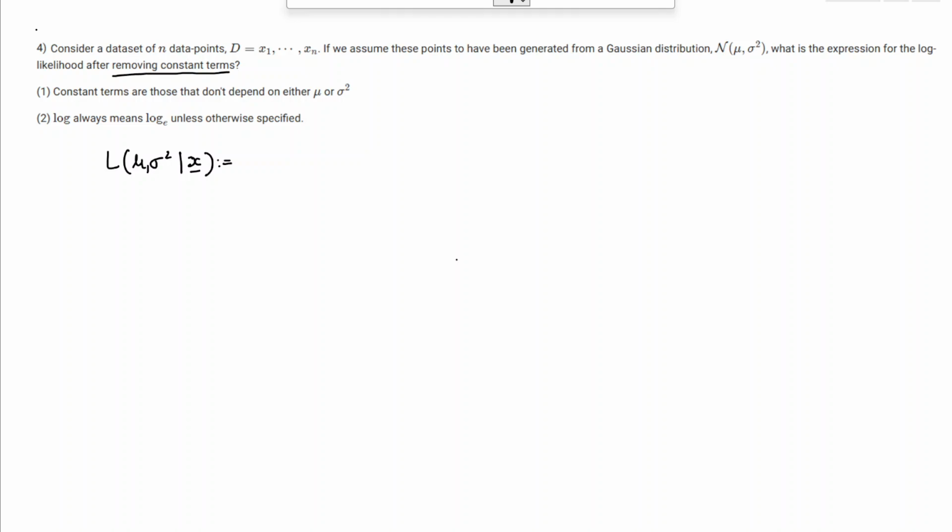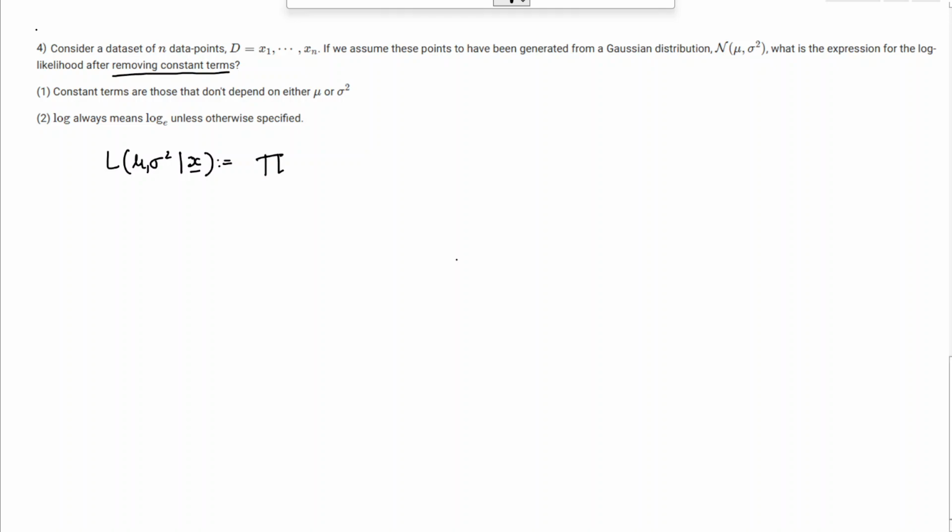So here we have n data points which are assumed to have been generated from a Gaussian distribution, normal mu sigma square, and we are asked for the expression of the log likelihood after removing the constant terms, right? So the likelihood for a continuous distribution is nothing but the joint PDF, right? And since we assume that all of them are IID, since it's a random sample, the joint PDF is nothing but the product of the individual PDFs, right?